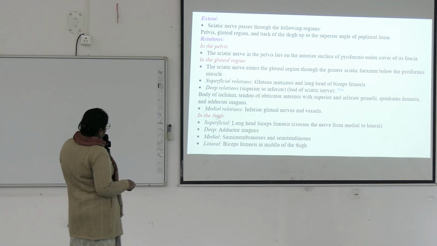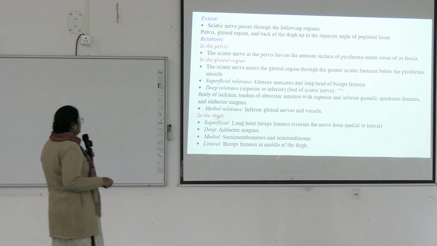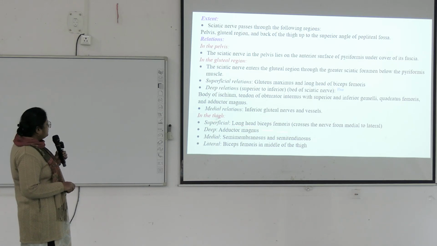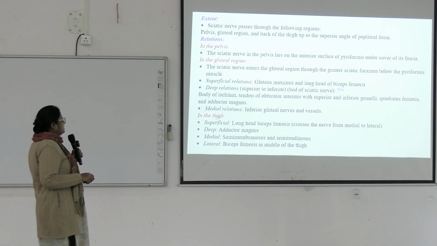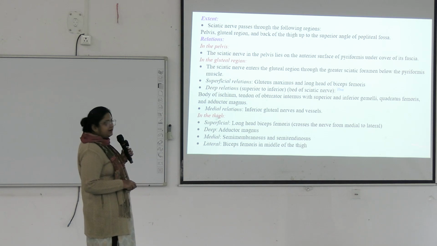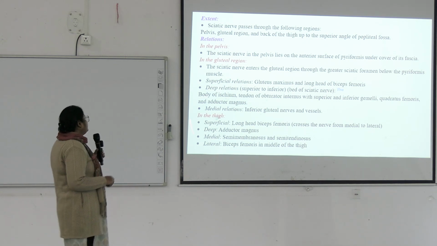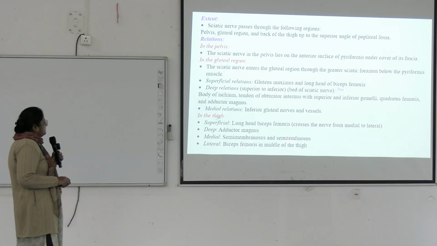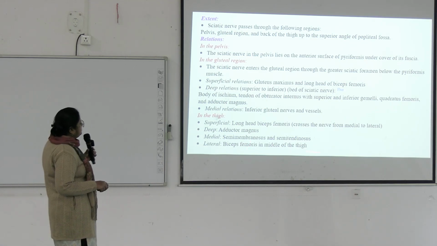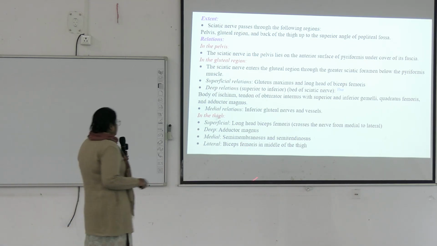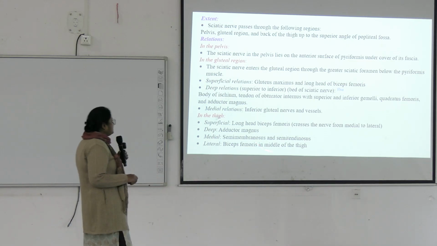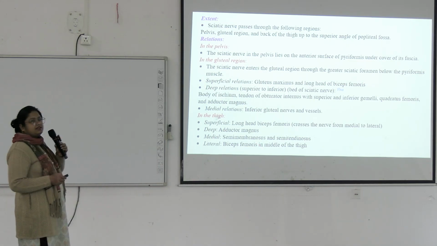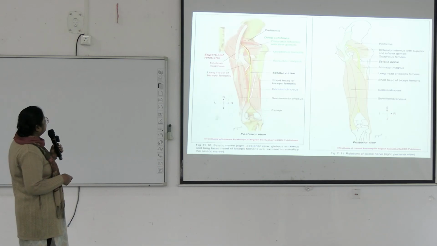Okay. Next, in the thigh, superficial relation is the long head of biceps femoris. It crosses the nerve from medial to lateral side. And deep relation is adductor magnus. Medially lie the semimembranosus and semitendinosus. Okay, and laterally biceps femoris in the middle of the thigh. So these are the different relations of the sciatic nerve at different levels.